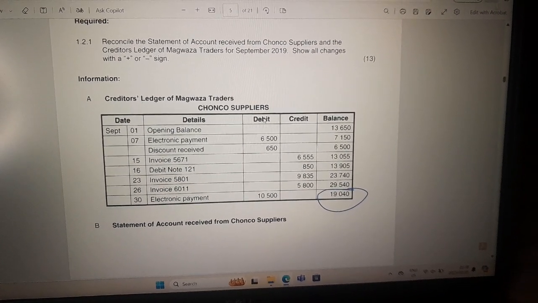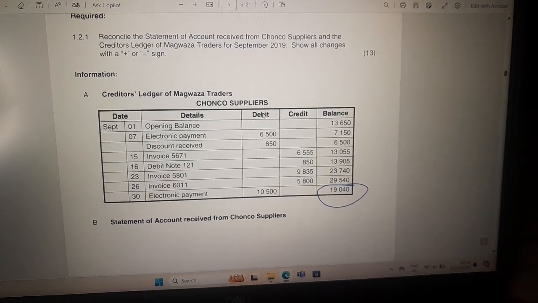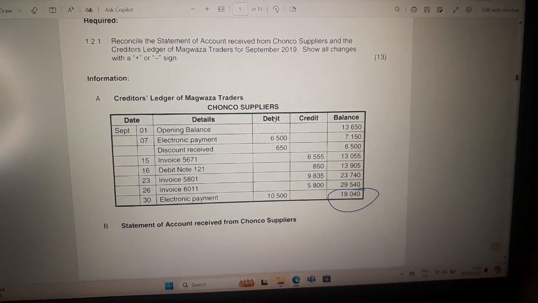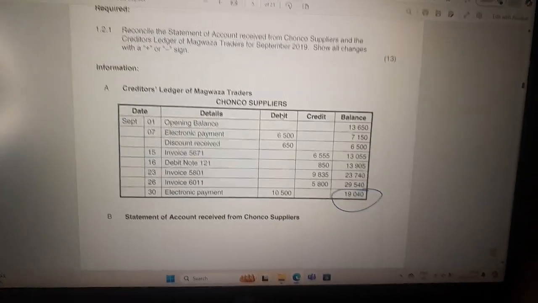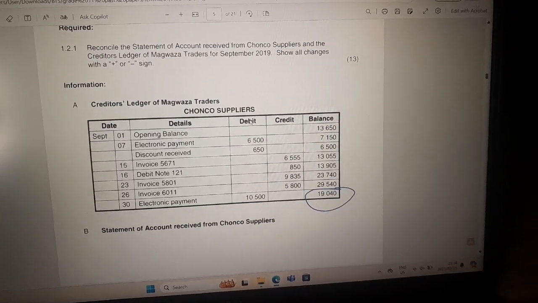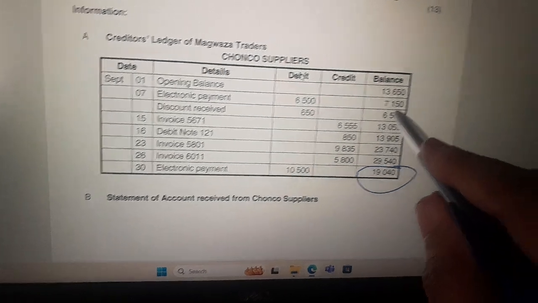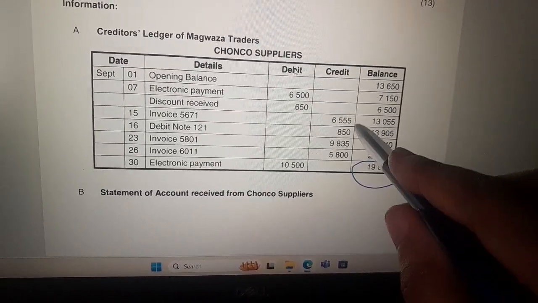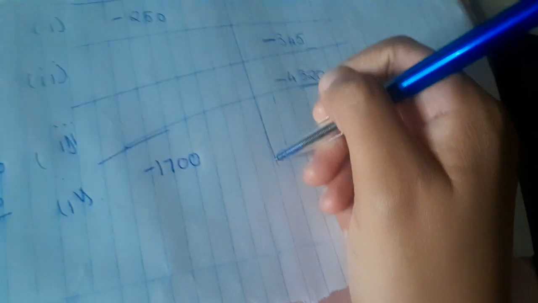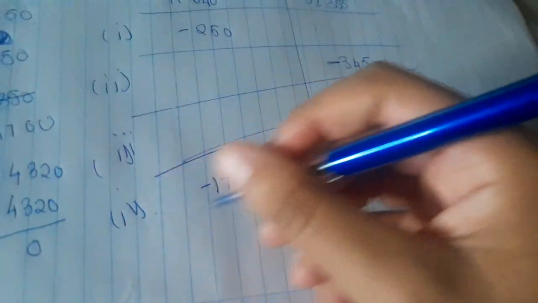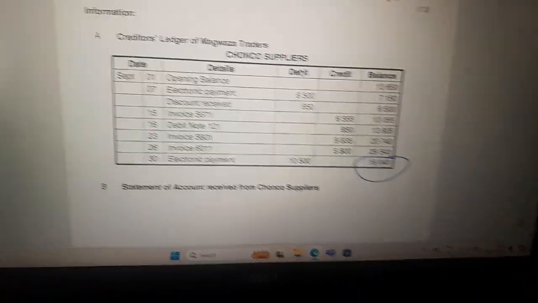Whenever we do such a doubling effect, it is mostly when a transaction was put on the wrong side. This is a debit note, it is a return. It was supposed to be on this side, but they put it on this side. So if we try to fix it, it's going to give us 0. That is why we double again. Remember, we have to fix on the creditors side, and it's going to be negative 1,700, sorry.